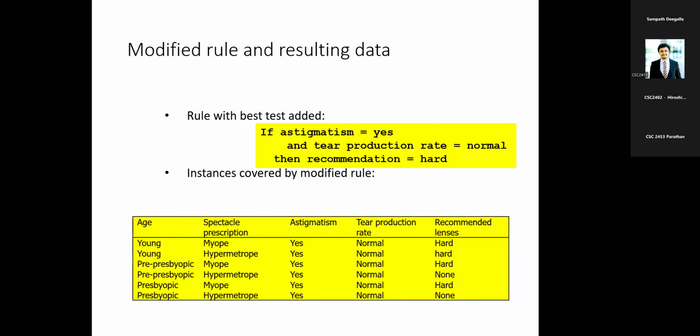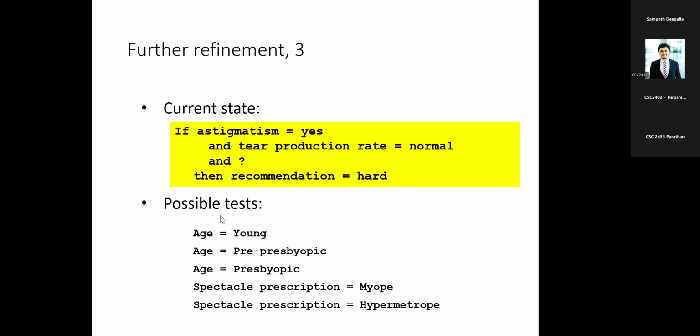But at the same time, you will notice that since we have selected astigmatism and tear production rate values, the data set is now refined. Now we end up with only 6 instances, right? So out of these 6 instances, we have 2 more attributes left. We have to check with age and spectacle prescription. So we'll modify the rule.